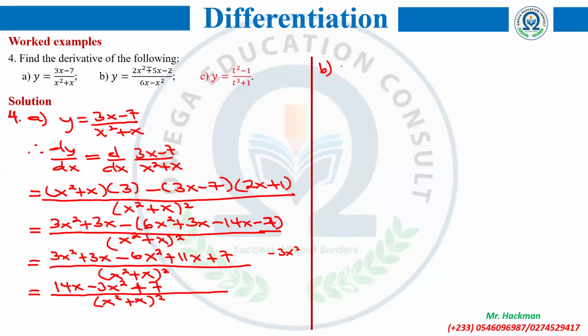What are we given? y is equal to 2x squared plus 5x minus 2 all over, this time around, 5x minus 2, to involve a little more work, 6x minus x squared. So we are asked to differentiate. The y depends on x, so like I told you, you are supposed to differentiate with respect to x. So the operator will be d/dx.